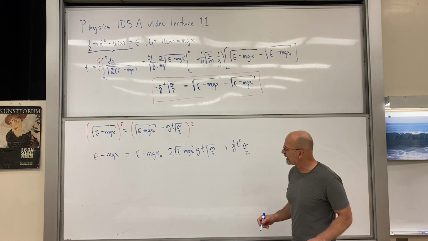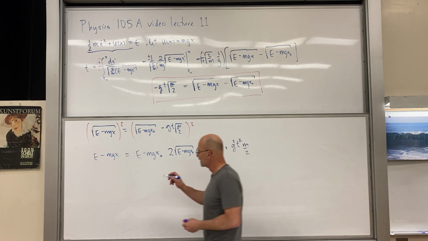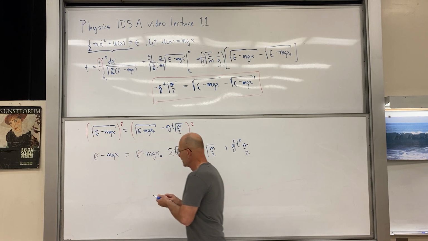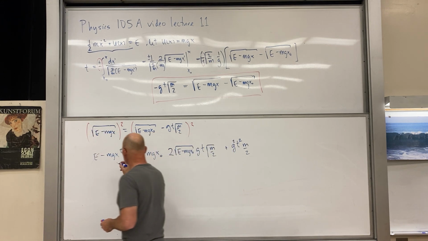So now the last step is to divide. Well, first we'll go ahead and get rid of these. And we can divide by negative mg.